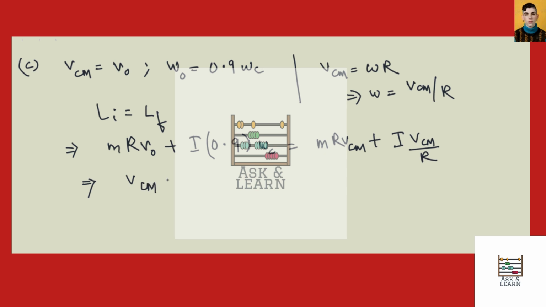So doing that, you will get the velocity of center of mass to be equal to 1 over 14 v naught. Now, this answer is pretty reasonable. There is not enough backspin since now omega naught is less than omega c. Therefore, the ball's final state is rolling forward.